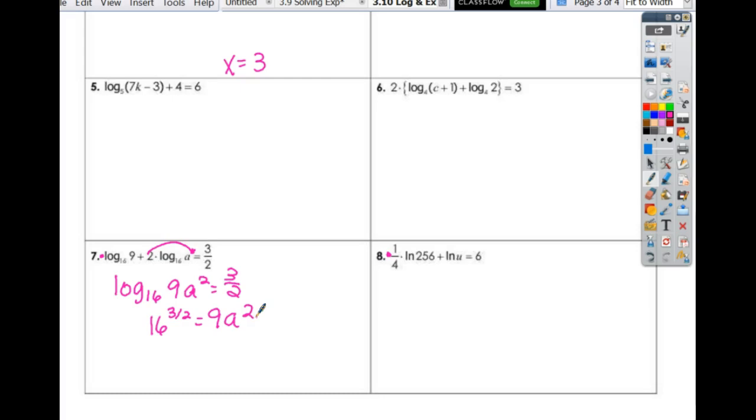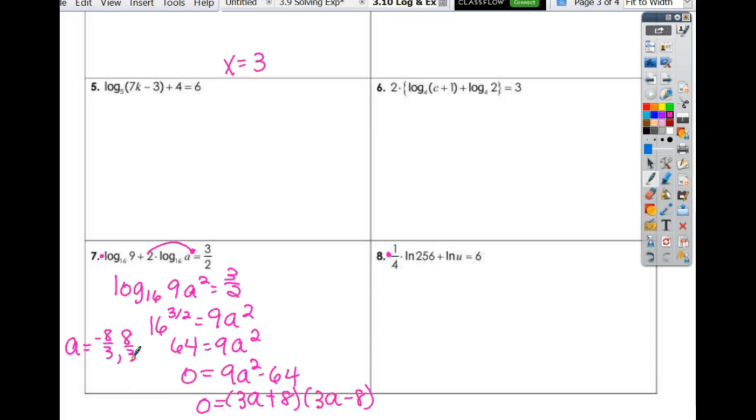So 16 to the 3/2, what's the square root of 16? 4. And 4 to the 3rd power? 64. So I get 64 equals 9a squared. You can square root it if you remember to put the plus and minus. Or, since it's a quadratic, if I move this over, so my a is a positive and a negative 8/3. So what do I have to do before I write the solutions down? Check. So if I put a negative 8/3 for a, can I do that? No, it makes it undefined. So I'm going to only get the positive version as a solution. Okay, you all try number 8.